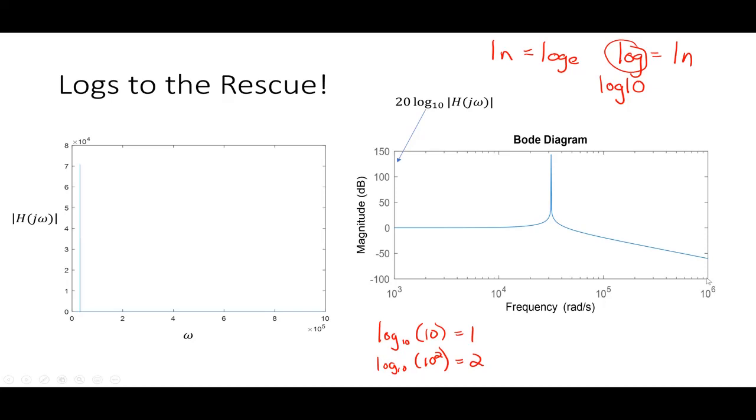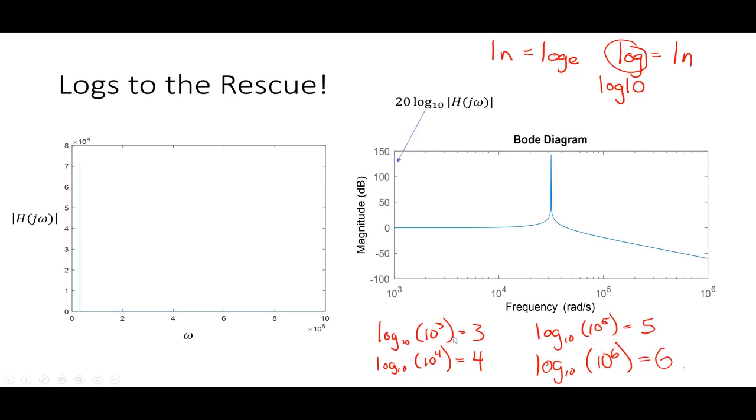But if I take the log base 10 of those numbers, let's just try this real quick. The log base 10 of 10 to the third is 3. The log base 10 of 10 to the fourth is 4. The log base 10 of 10 to the fifth is 5. The log base 10 of 10 to the sixth is 6. If you don't remember that, go back and practice logarithms because you're going to need to know those. There are some problems on homework 9 that are going to review logarithms and exponentials for you.